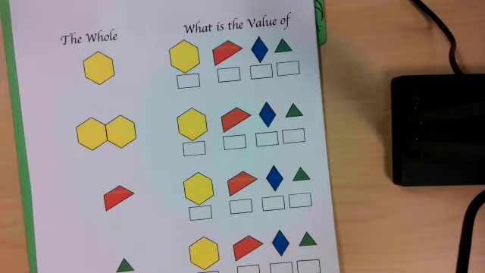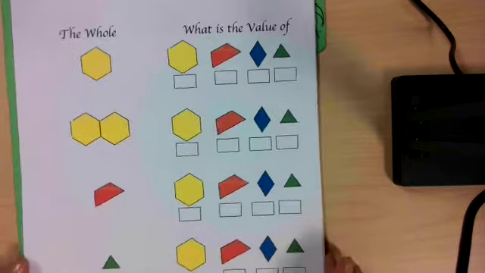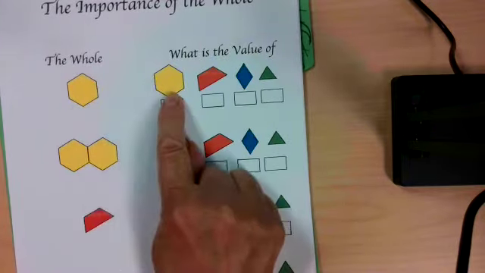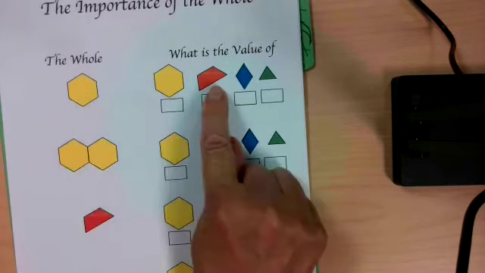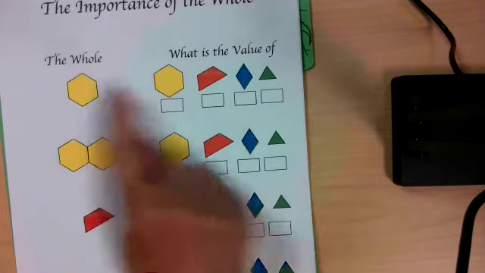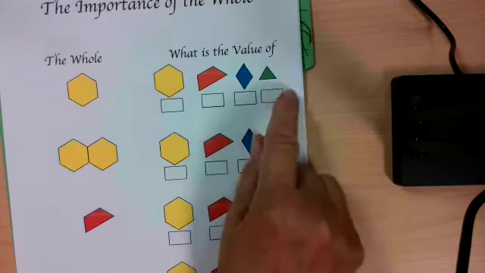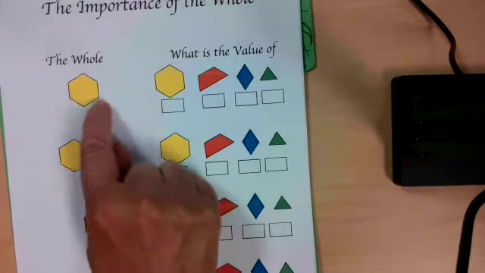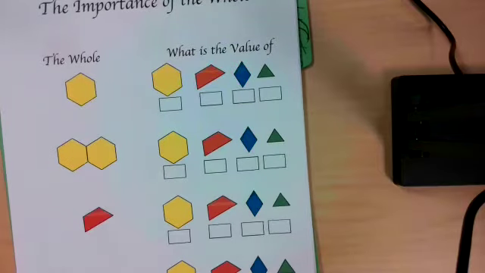Now, the next thing that's important to understand in fractions is what is the whole that we're talking about? So let's have a look at this. If this is our whole, the value of this is 1. This is 1/2 of that. This is 1/3 of that. And this is 1/6 of that. You could see that it would come right off each other.